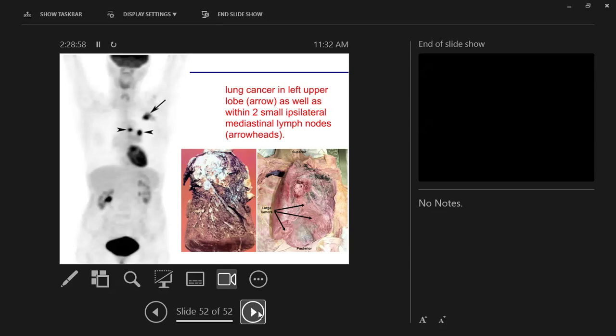Now, does that mean this person's going to die? Well, if it's contained like this, that's not bad. Remember, there's various stages of cancers. Stage 4 simply means it's growing somewhere else in addition to the original site. Doesn't mean they're going to die. May die, but we don't know that.